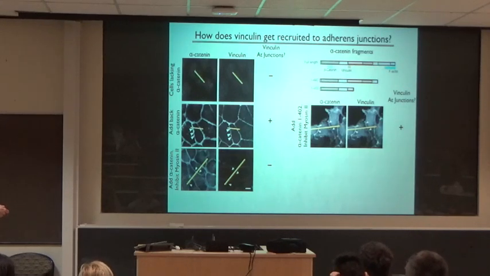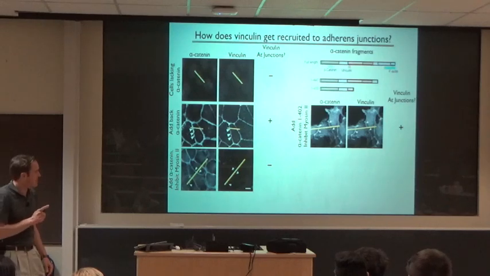And the result is that short piece of alpha-catenin can recruit vinculin to the junctions, even though the full length cannot, when myosin is inhibited. Okay? So that's the first experiment.